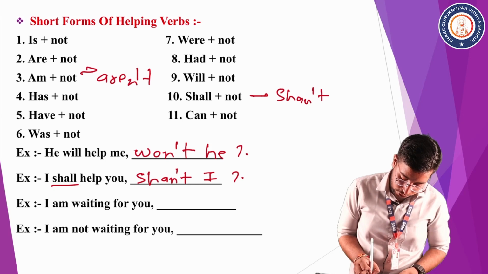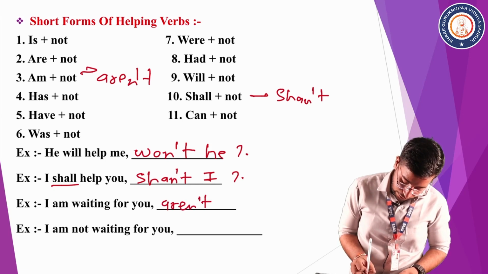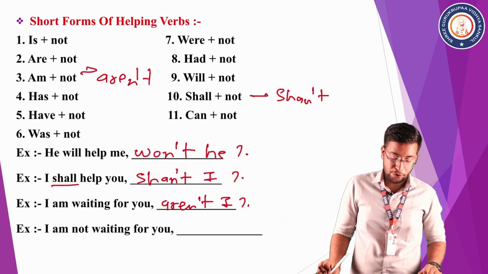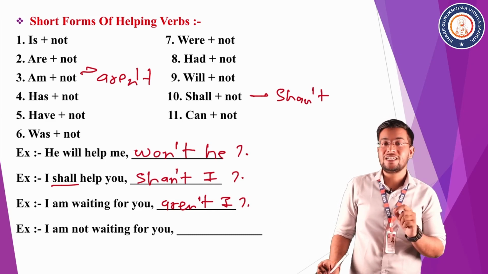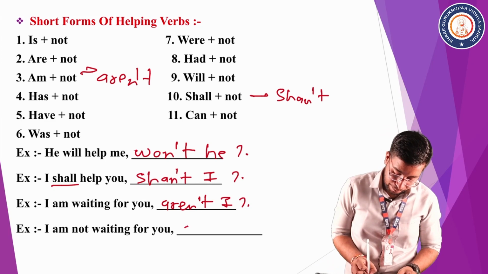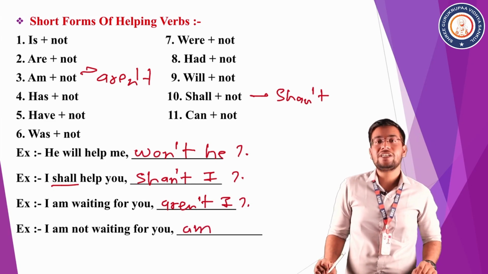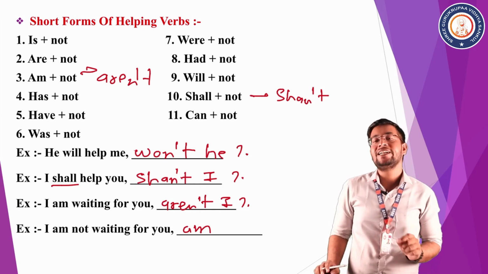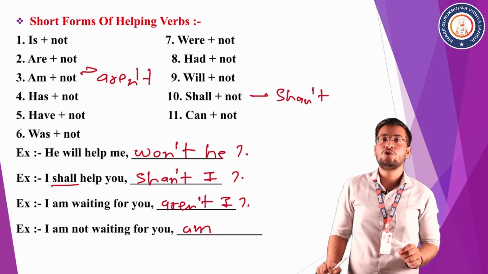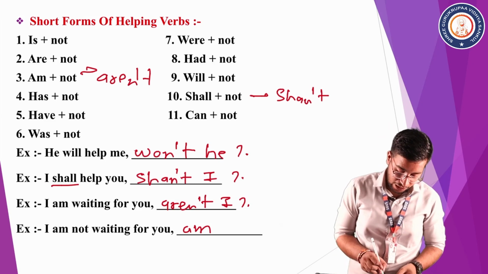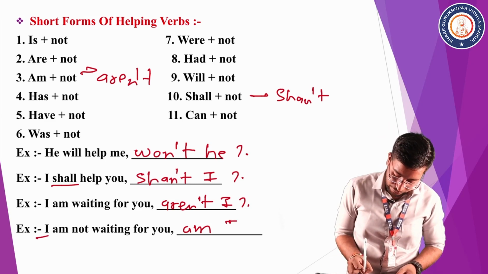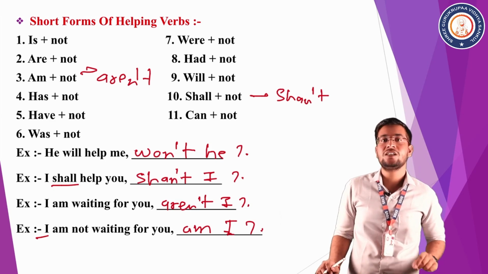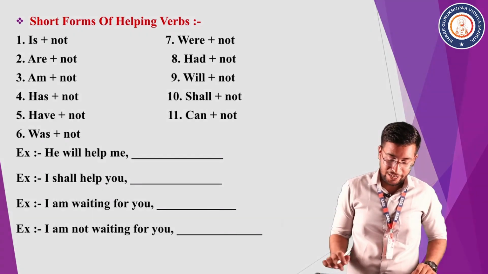So we have to use aren't I. In the last example, I am not waiting for you. What is the helping verb here? Yes, our helping verb is am. And because it is a negative sentence, am will remain am only, and at the end of this tag we have to use the subject. And what is our subject? Our subject is I. So our answer will be am I. I think it is very much clear to you. Now let's move further.